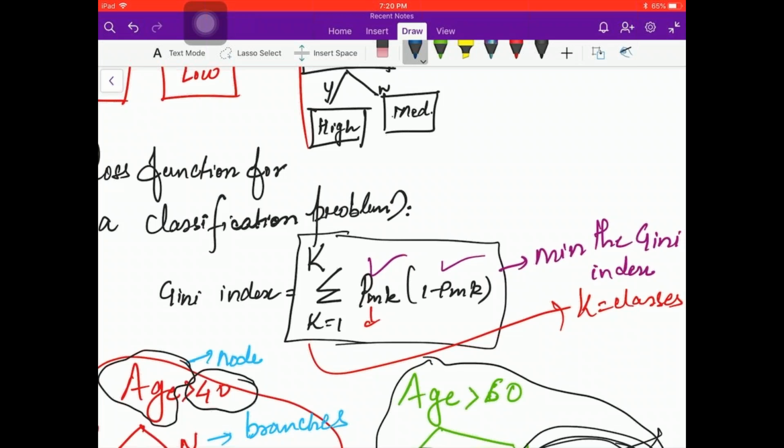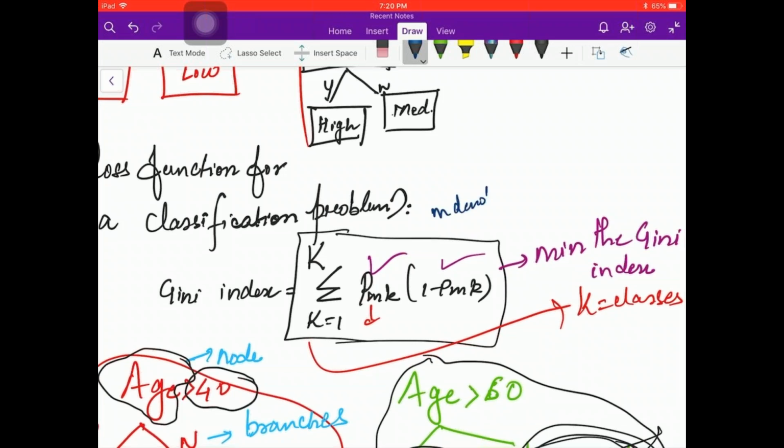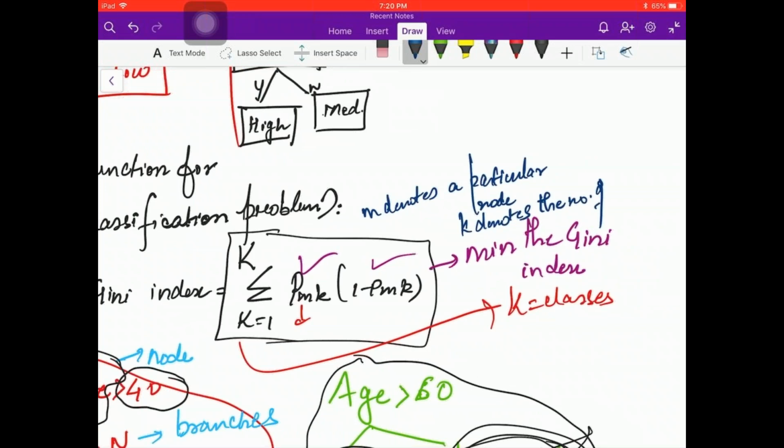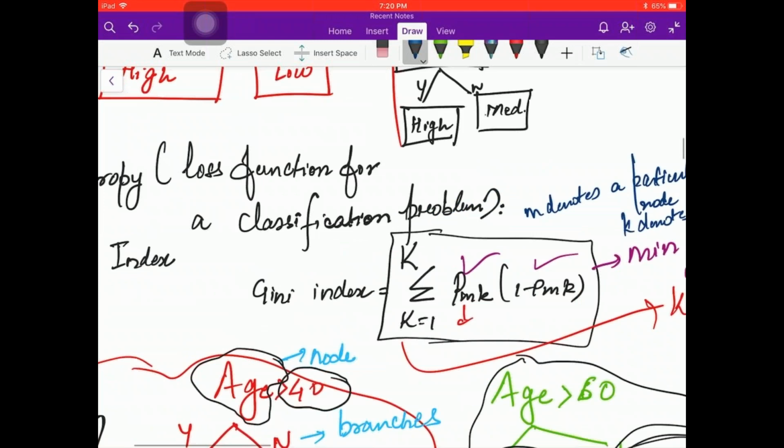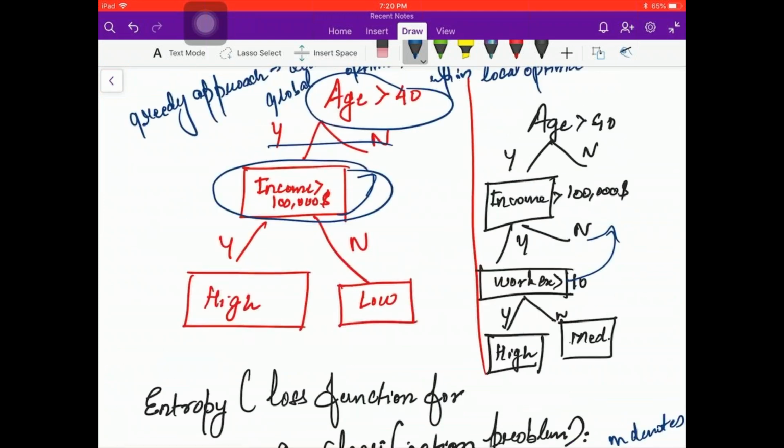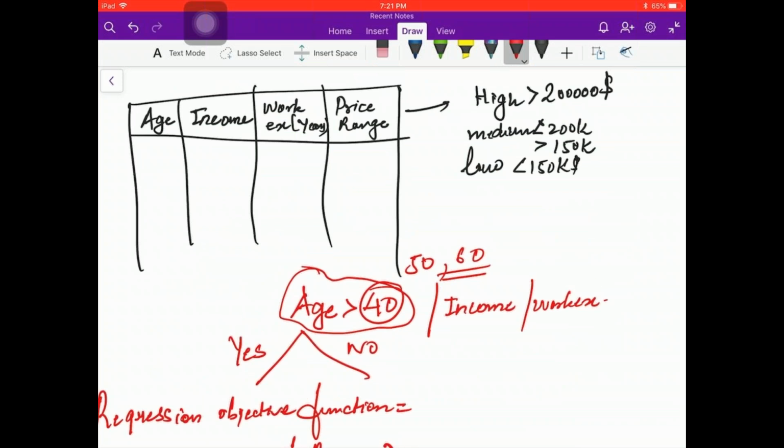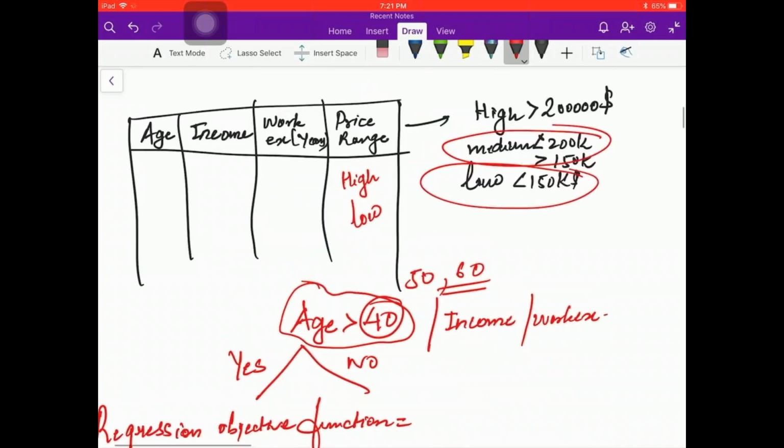So what the Gini index says is basically, here M denotes a particular node and K denotes the number of classes. Okay, so what we have seen is in a particular node, let's say whenever I am doing an income greater than 10,000 division, the problem we are trying to solve is price range. So let's say high or low, these are the only two classes. High is greater than $200,000, the price of the house. Medium, let's not consider medium, we have low here. Low is less than 200,000, let's say.